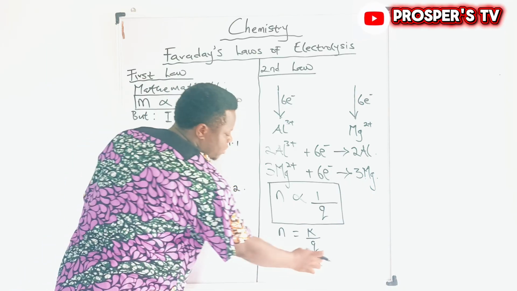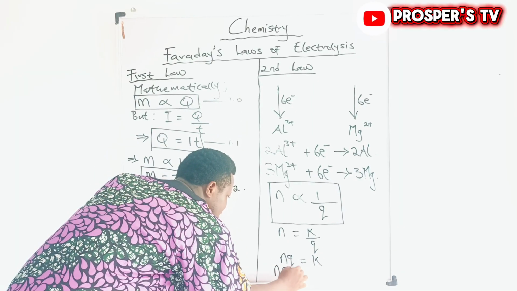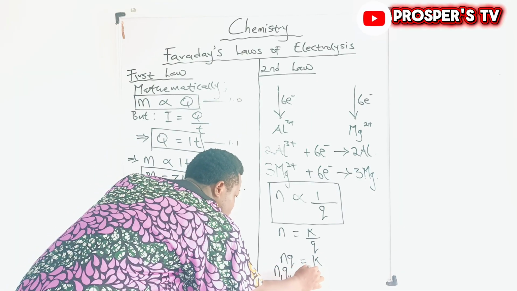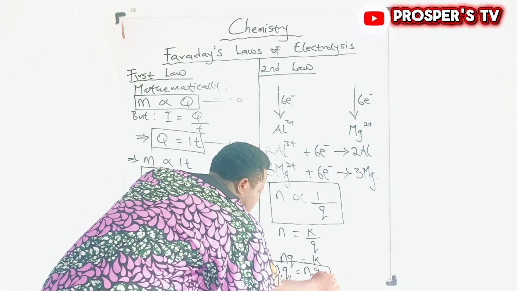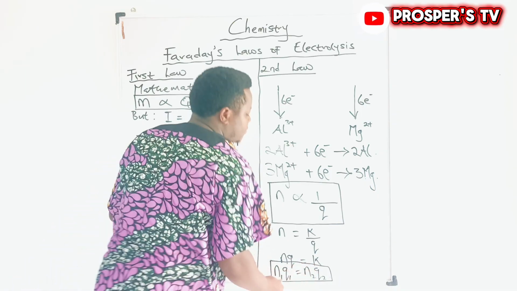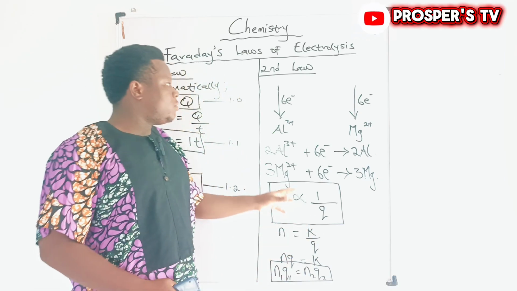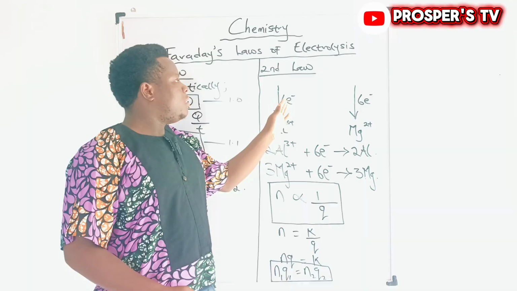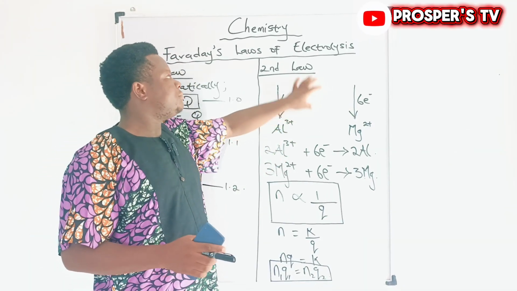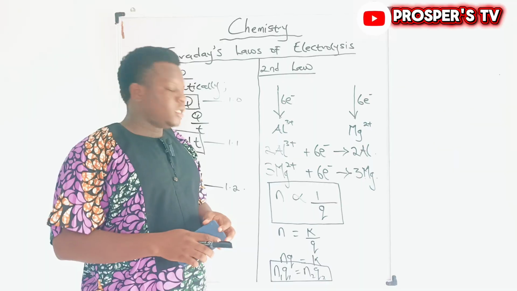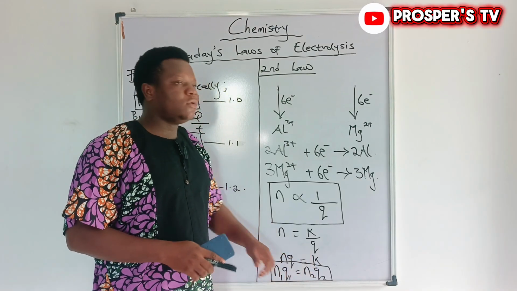Now, if the product of N and Q is a constant, we can say N1 Q1 is equal to N2 Q2. So this formula can come pretty handy. If you have a question where they say the same quantity of electricity is passed through different electrolytes, you should know that question is a statement of the second law. You should take note of that. So this is what we have for the second law.